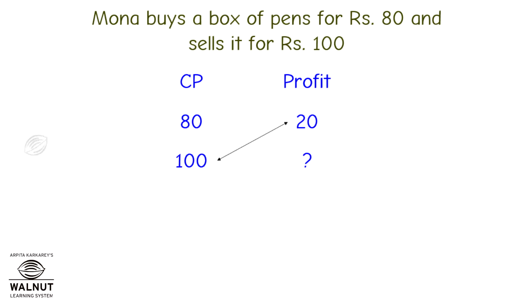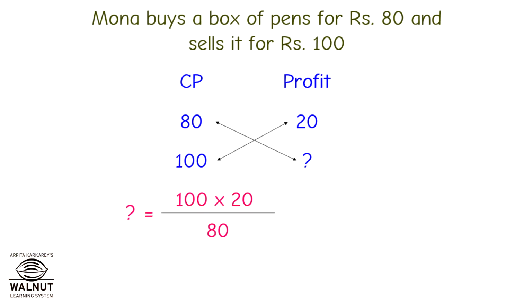Here, we can do the cross multiplication. Now, the pair with no question mark becomes the numerator and the number in the pair with a question mark becomes the denominator. Question mark is equal to 100 into 20 divided by 80.